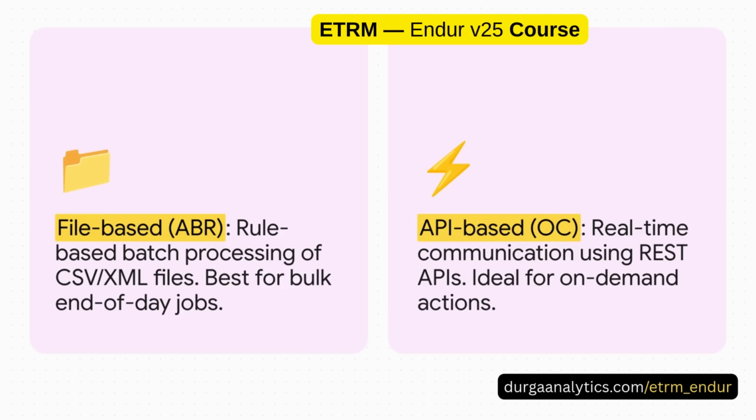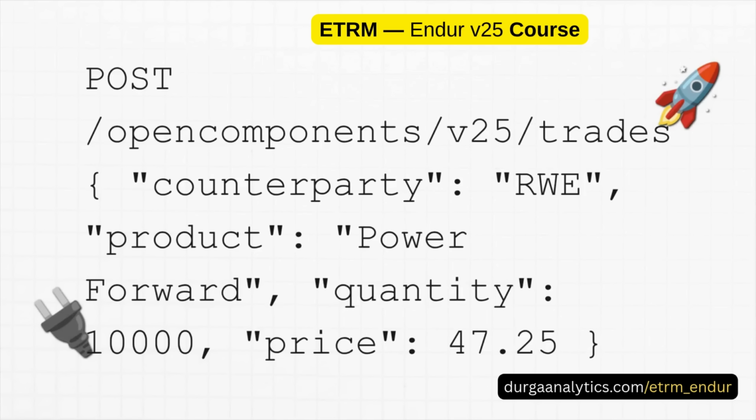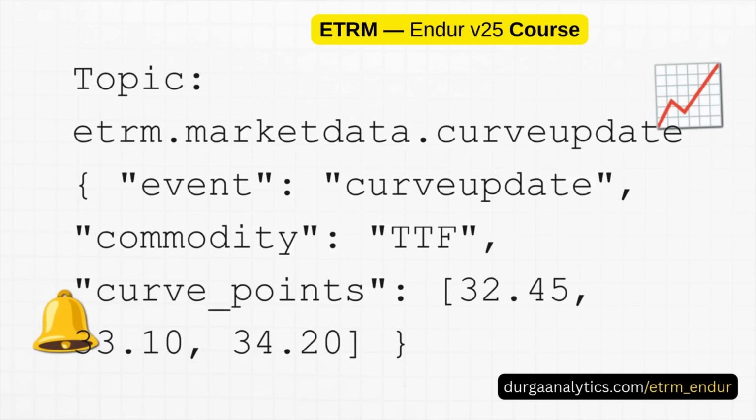from a web portal. And check this out. This is literally what that instant message looks like. An external system packages up all the trade details into this neat little format called JSON, and then it sends it directly to Endur's Open Components service. Endur grabs it, validates it, and boom, the trade is booked instantly. This is how you get that real-time seamless integration. And remember, it's a two-way street. Data flows into Endur just as fast.